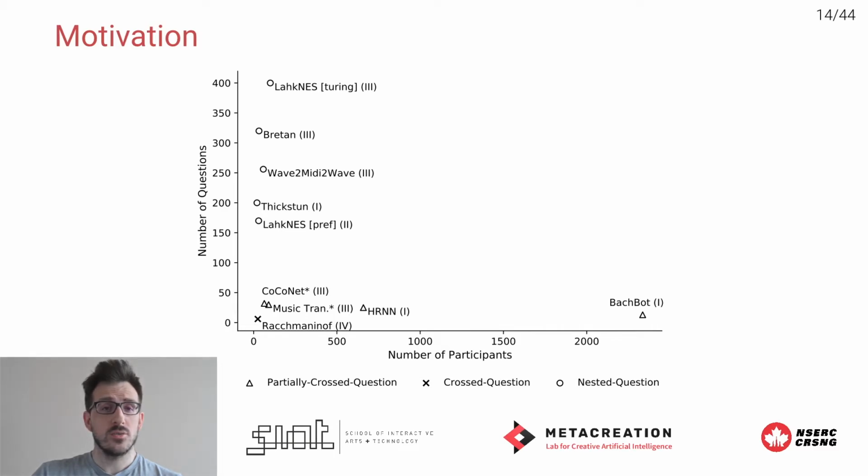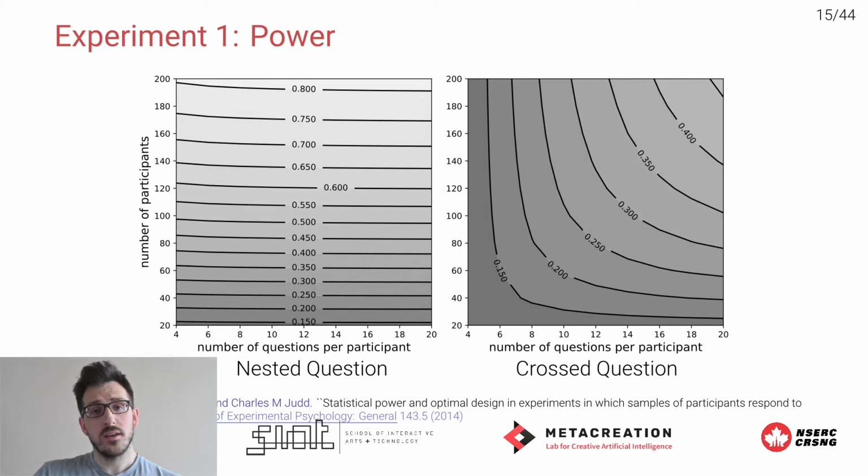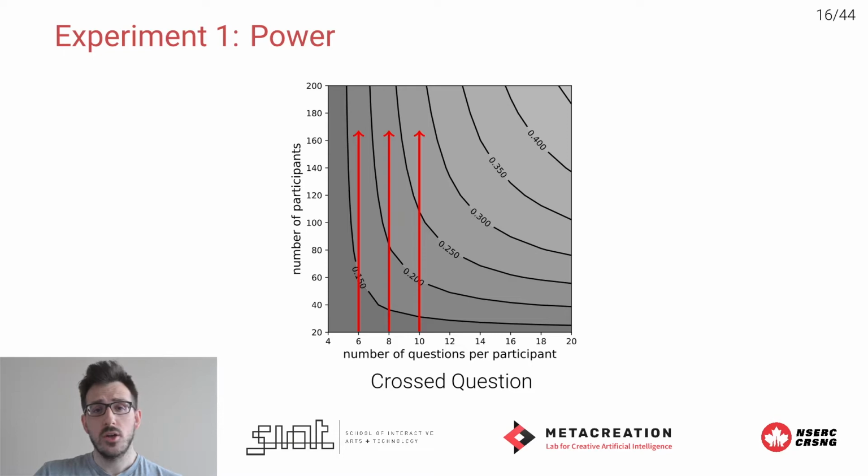To answer the question, we conduct two experiments. In the first experiment, we calculate the power for nested question and crossed question designs. In the plots, the contour lines and shade indicate the power of the experiment parameterized by the number of participants and the number of questions per participant. As a result, we can directly compare the power of a nested question and crossed question design, given the same amount of resources. The results demonstrate that nested question designs are uniformly more powerful than crossed question designs. In fact, we found that nested designs were 2.3 times more powerful than cross designs on average. If we take a look at the cross question plot, we see that in some cases there is barely any advantage to adding additional participants.